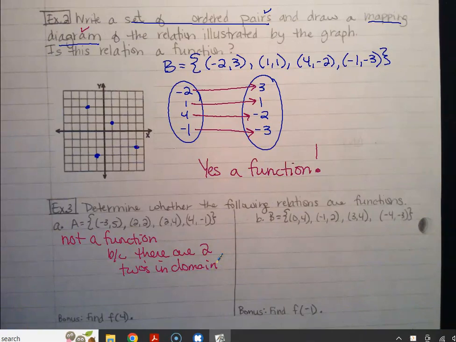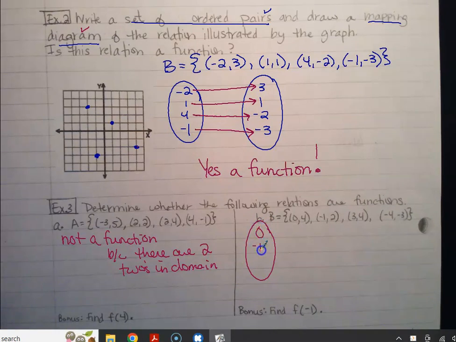So then how about B? Why not? Ooh, but it has two 4's in the range. It's not the domain, so it doesn't actually matter. It's just the domain. So if I make a mapping diagram of this real fast, we can check that out, because that's one that can be really confusing.